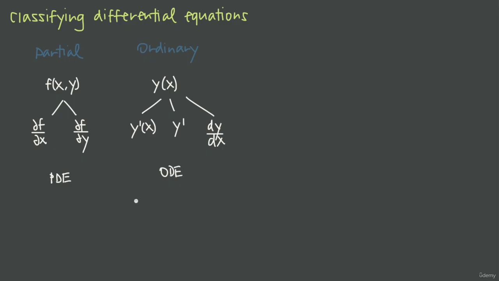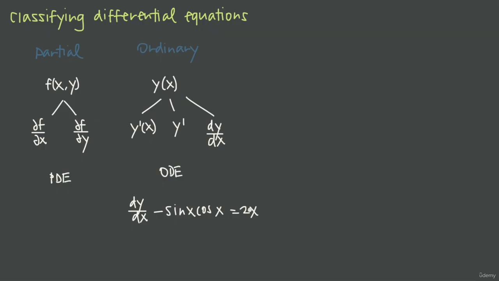So an example might be dy dx, the Leibniz notation for the derivative, minus sine x cosine x equal to 2x. This is an equation, and it includes inside of it a derivative. Because the equation includes an ordinary derivative, it's an ordinary differential equation.